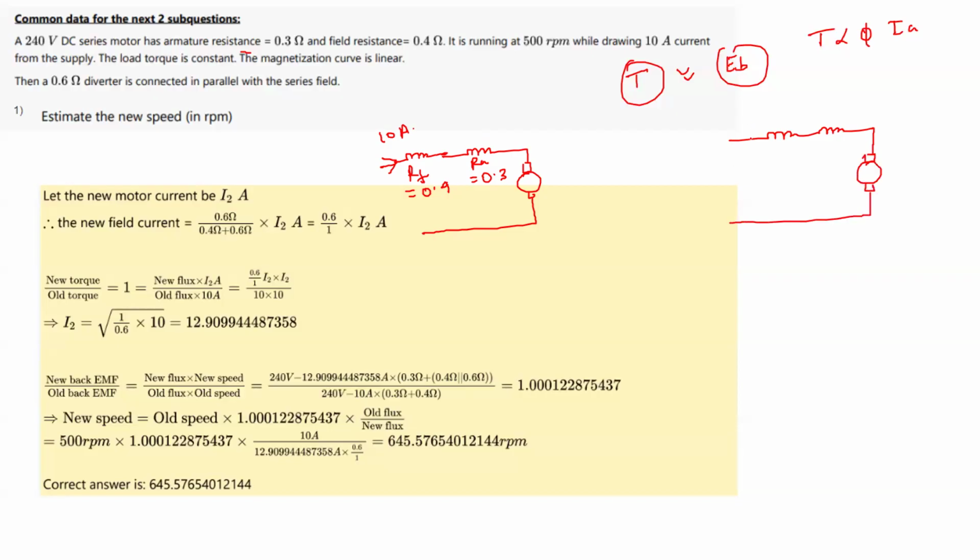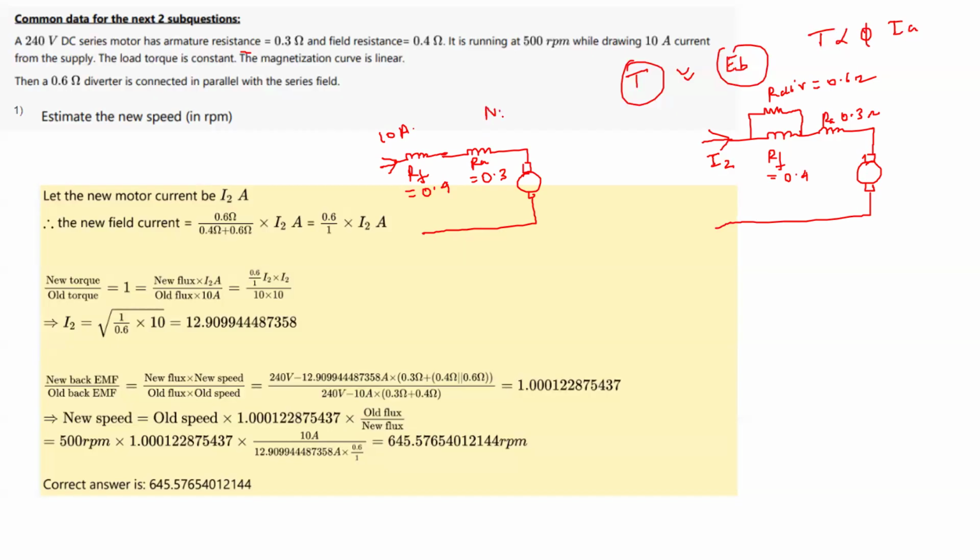So here in the field winding, you have connected a diverter resistance. RF is 0.4, R diverter is 0.6 ohm, and RA is 0.3 ohm only. Now let us suppose this new current is I2. What we need to find is the new speed.